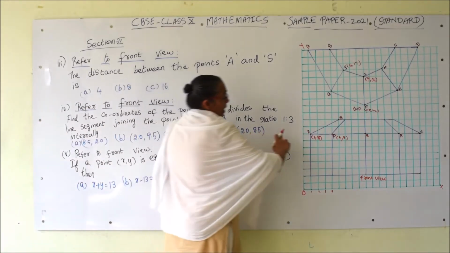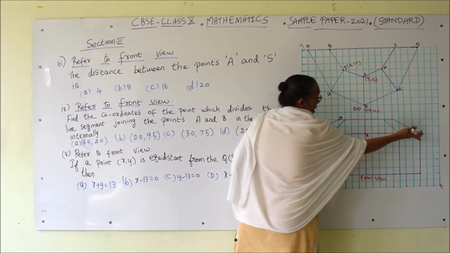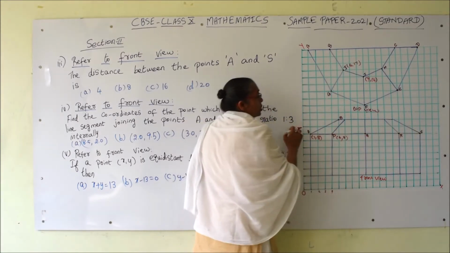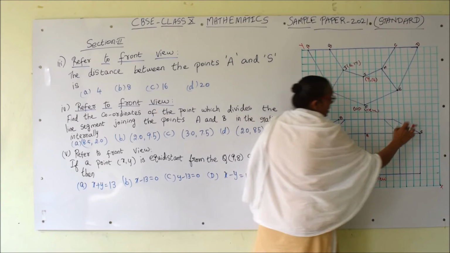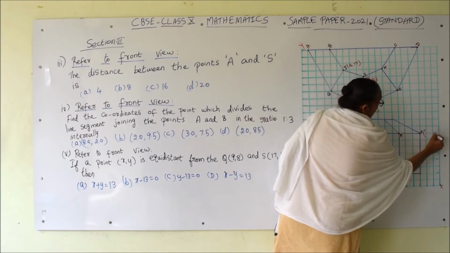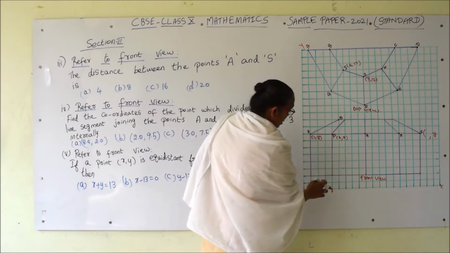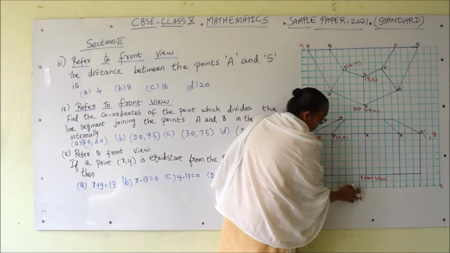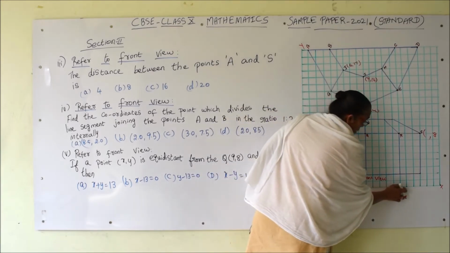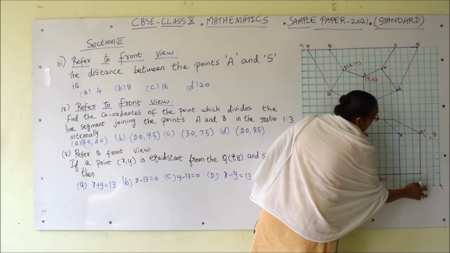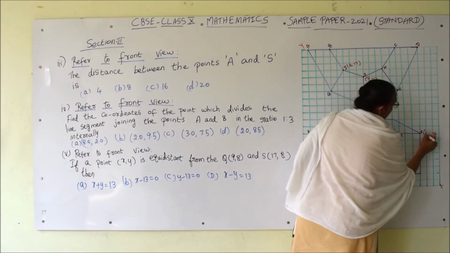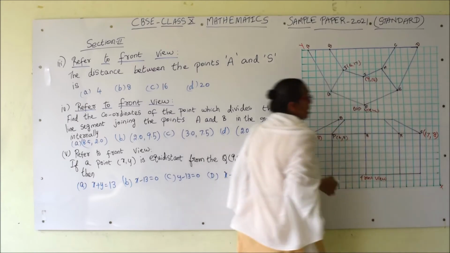And S. You can see S's y coordinate is the same as A's y coordinate, because it is a line parallel to the x axis. So, its y coordinate is 8, and shall we check what its x coordinate is? Here 4, 5, 6, 7, 8, 9, 10, 11, 12, 13, 14, 15, 16, 17. So, the coordinates of S are (17, 8).